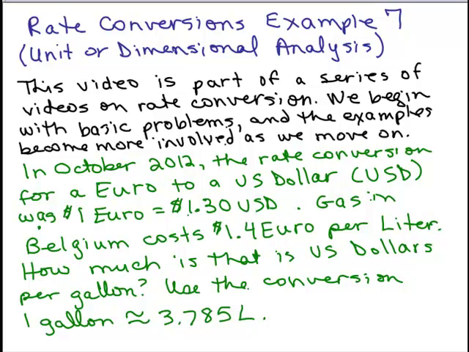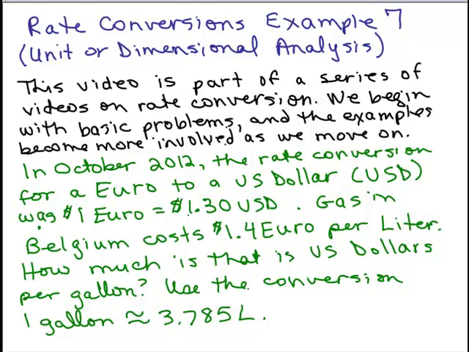And then I looked up how much gas in Belgium costs right now, and it was 1.4 euro per liter. Now that's like $1.40 in euro dollars. I just wrote it as 1.4. So how much is that in US dollars per gallon? That's the question. And we're going to use the conversion that 1 gallon is 3.785. So there's two conversions you should see here: 1 euro is $1.30 US dollars, and 1 gallon is approximately 3.785 liters.